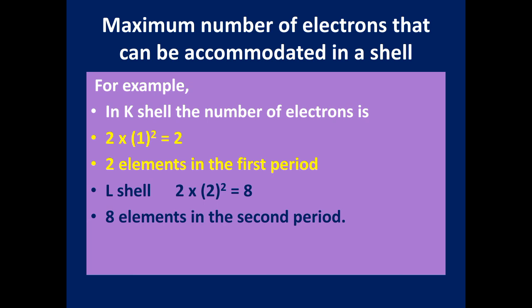And the L shell can accommodate a maximum of 8 electrons. We can find it with this formula, 2n squared. L shell is the second shell, that's why we write 2 into 2 squared, which is equal to 8. Here in the second period, you can see 8 elements.